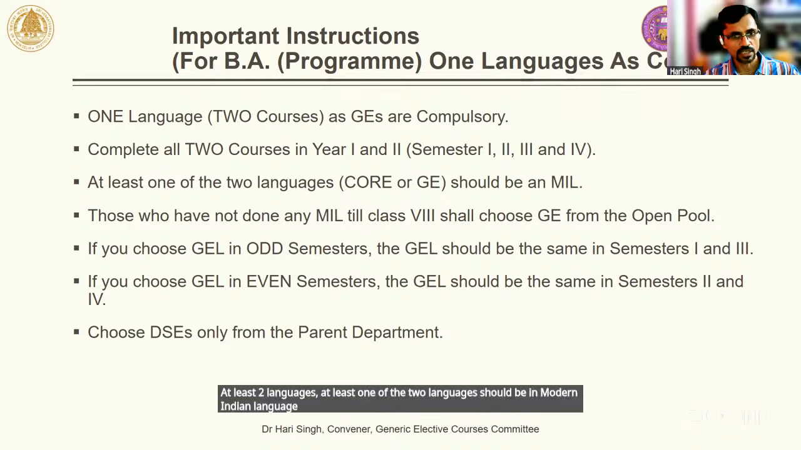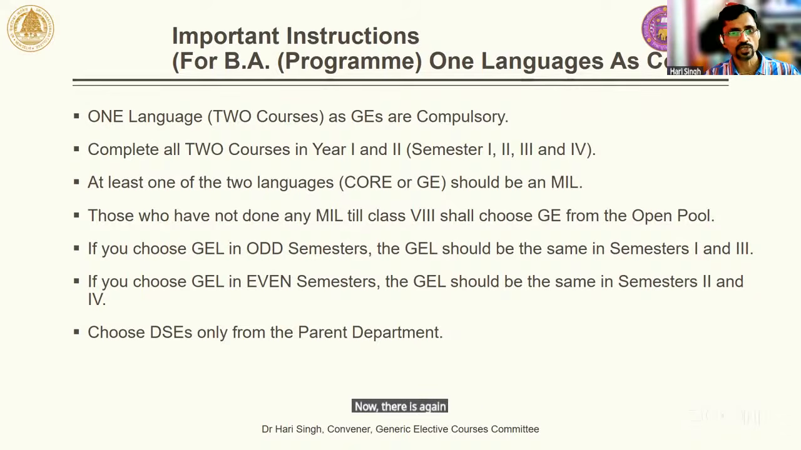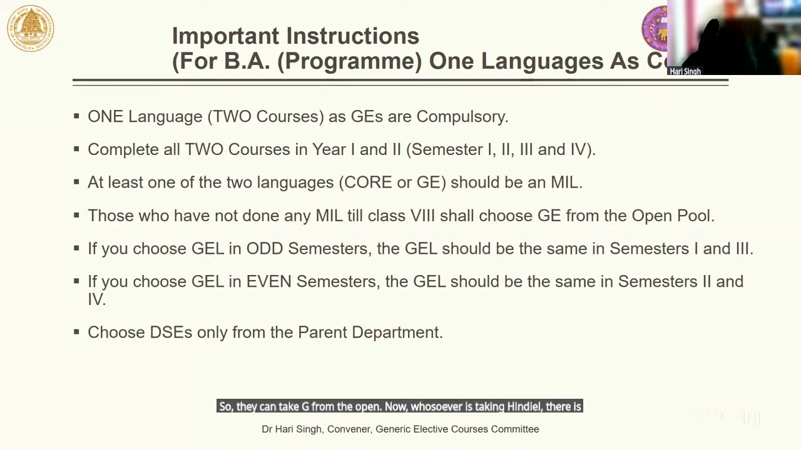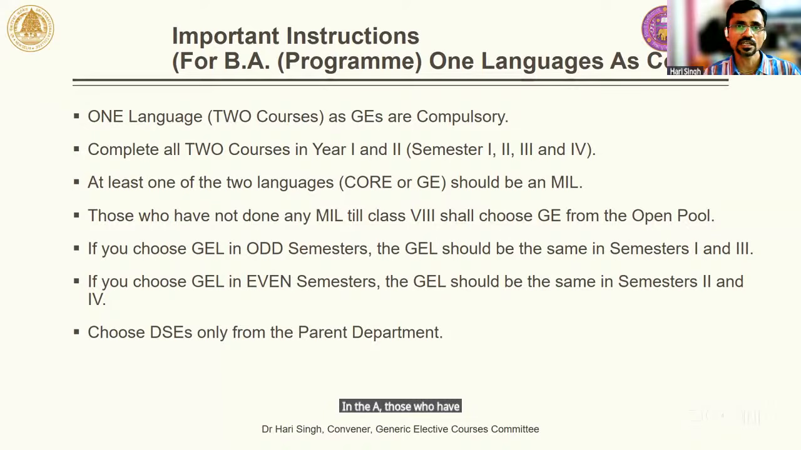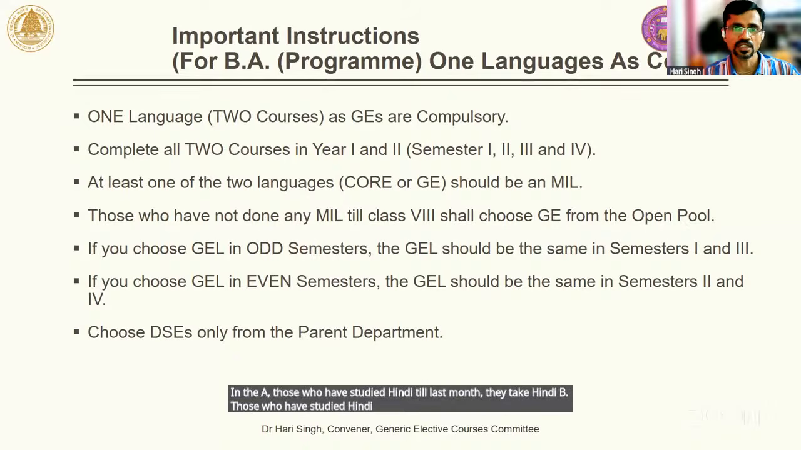Now there is again an option: if a student has not studied MIL till 8th, they can take a GE from the open pool. Whosoever is taking Hindi, there is also a condition based on how long the student studied Hindi. Those who studied Hindi till class 12th take Hindi A. Those who have studied Hindi till class 10th take Hindi B. Those who have studied Hindi till class 8 take Hindi C.